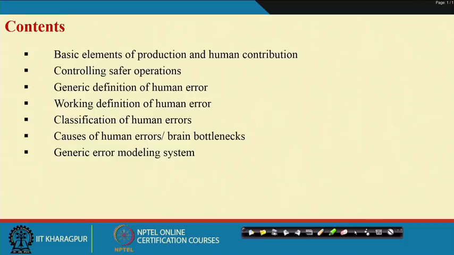So, the lecture material was prepared with the help of many books, primarily the book written by James Reason, that is Human Error, in 1990, and then other books like Probabilistic Risk Assessment and Management for Engineer and Scientist by Kumamoto and Henley, then Risk Analysis Method Theory Methods Application by Marvin Rausand. So, some other articles also we have considered, and those references or those sources I have given under references.